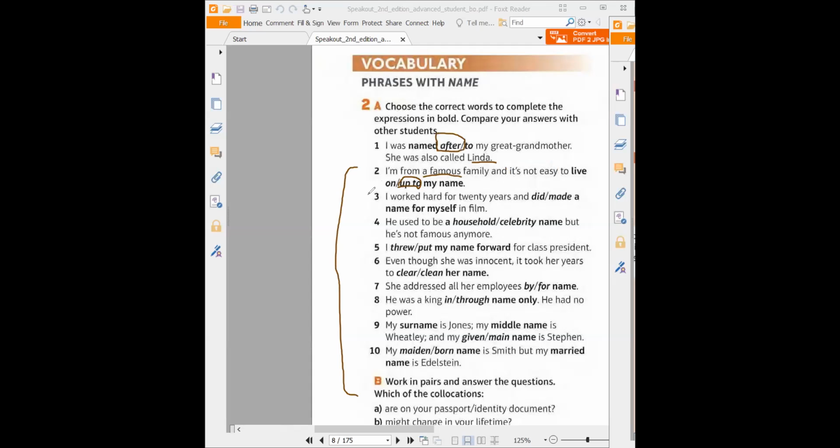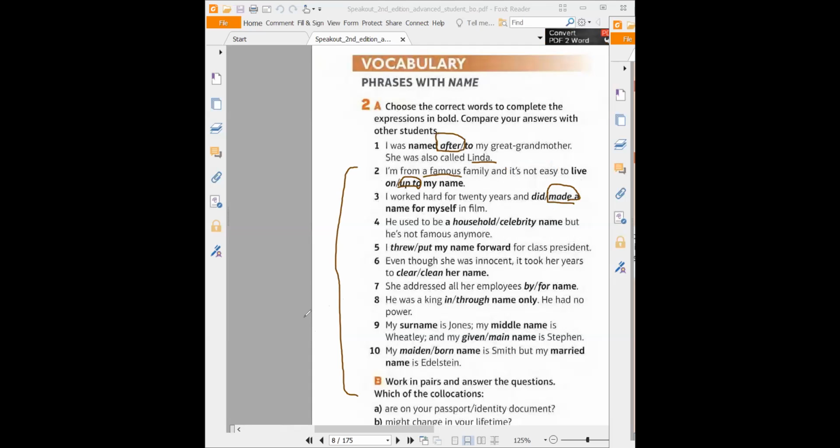Right. Number 3, Tasneem, you can do it. Okay. I worked hard for 20 years and made a name for myself in film. Yes, to make a name for yourself, to be famous at something. Right, Tartil, you can take the next one.